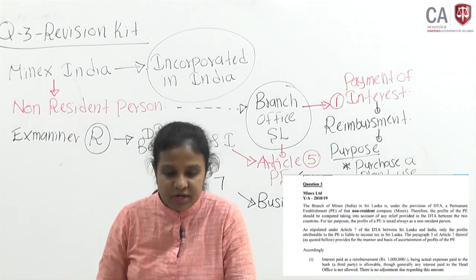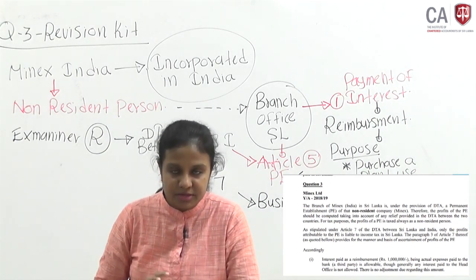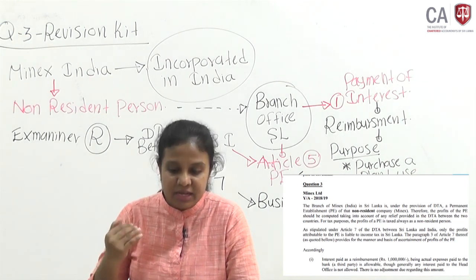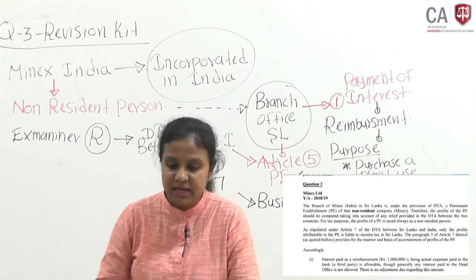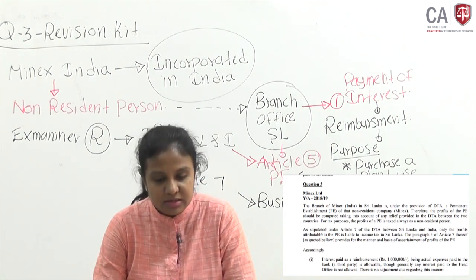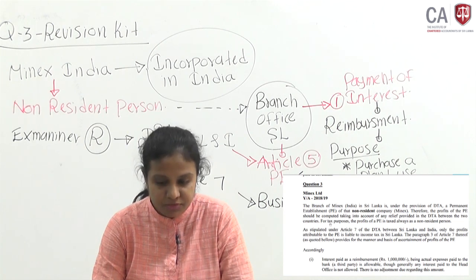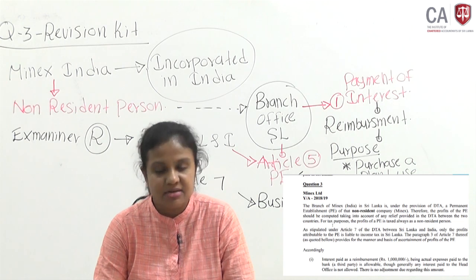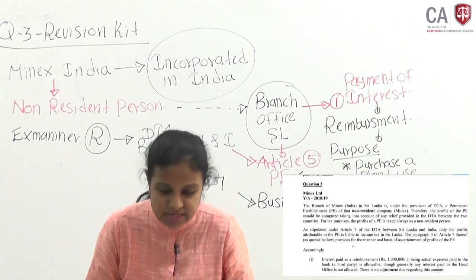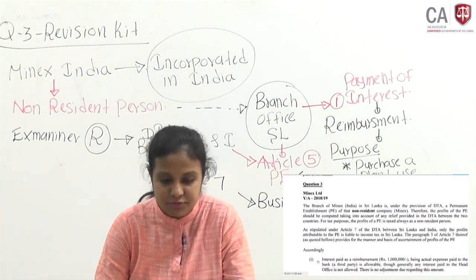Therefore, the profit of the PE should be computed taking into account any relief provided in the DTA between the 2 countries. For tax purposes, the profit of the PE is always taxed as a non-resident person. It's a business profit we have to compute. Then it is as explained in the second paragraph.